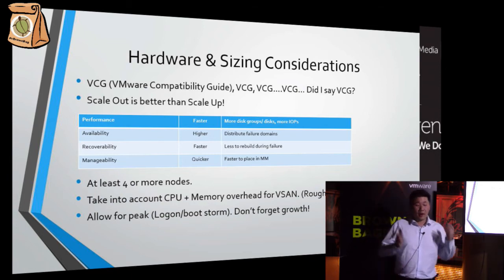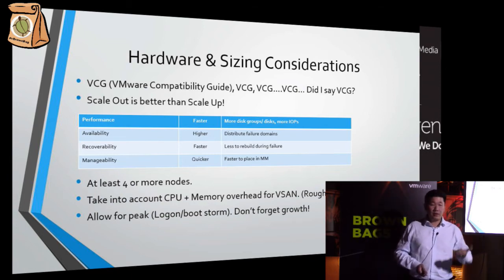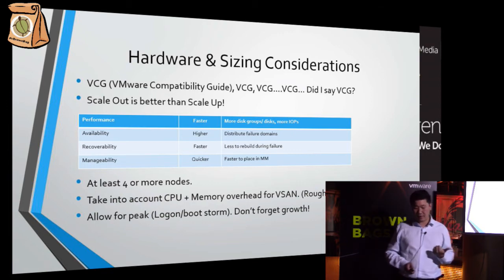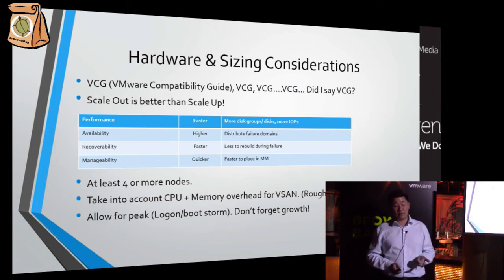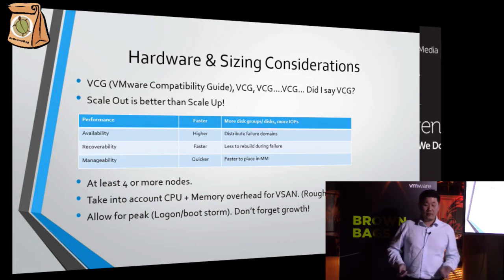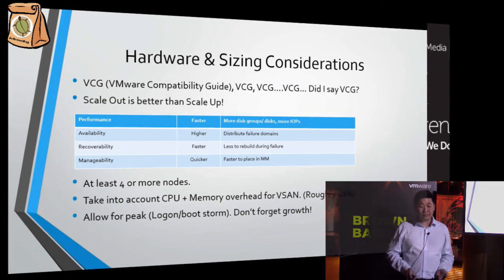At the same time, you're helping with availability. The more disks you have, the better your availability, the more disk failures you can afford, the more disk groups you can afford. So in other words, you're distributing your failure domains.